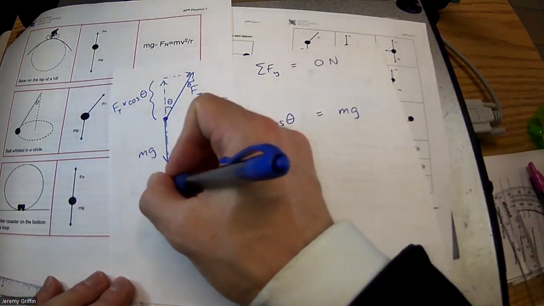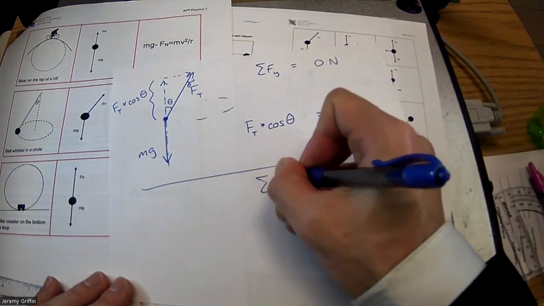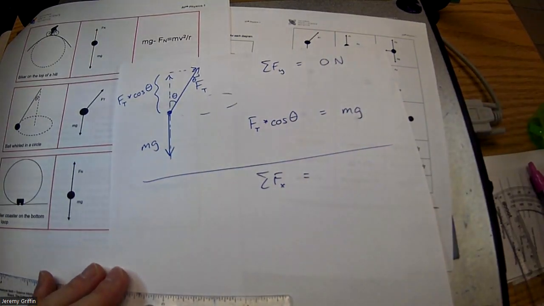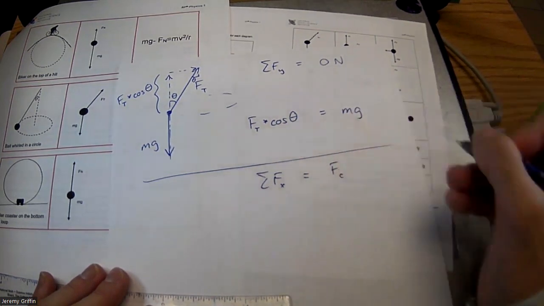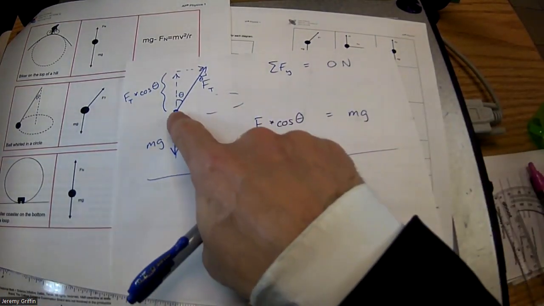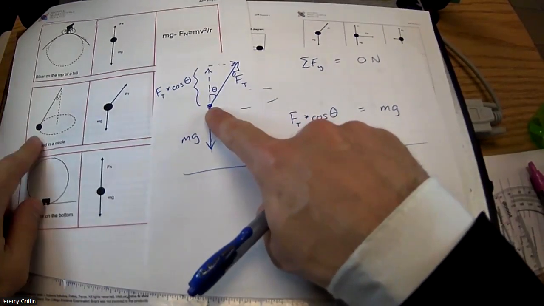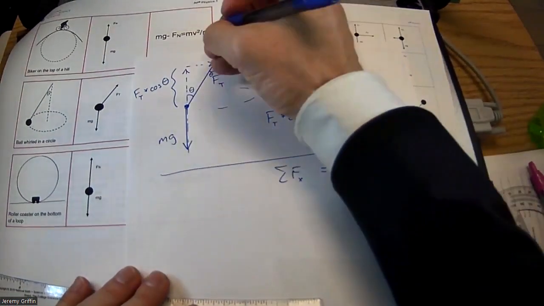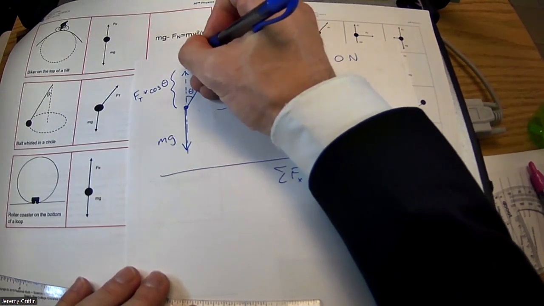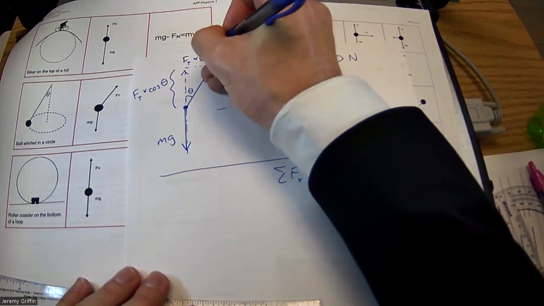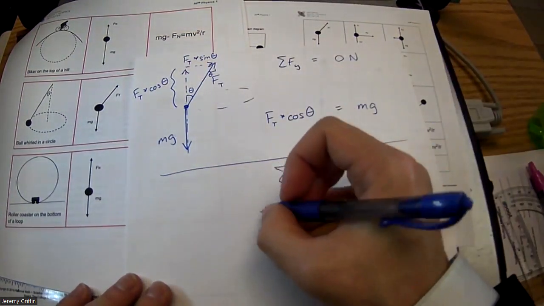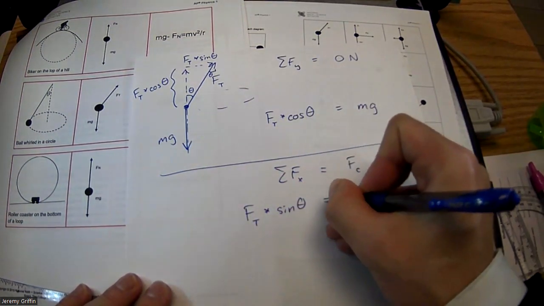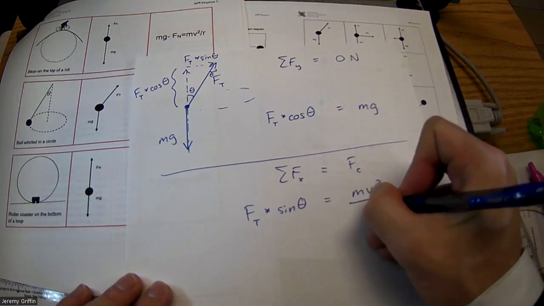Then how about the sum of the forces in the x direction? The sum of the forces in the x direction is equal to not 0, but what? Centripetal force. Yes, because there's a net force on this ball right here. And so this would be Ft times sine theta, wouldn't it? So the tension force times sine theta is equal to mv squared over r.